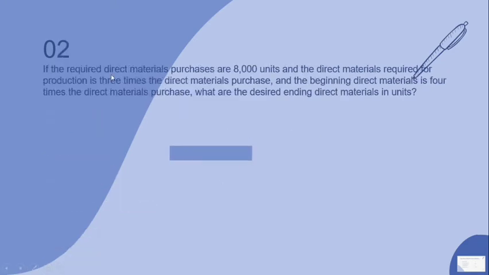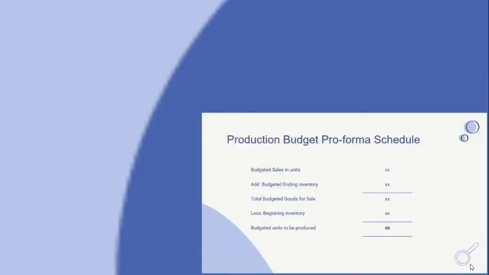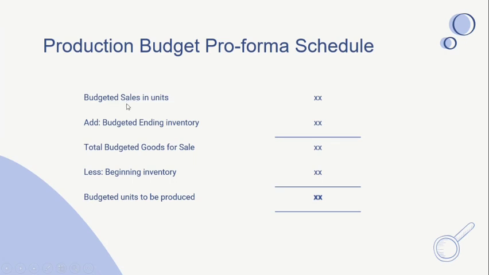Number 2. If the required direct materials purchases are 8,000 units, and the direct materials required for production is 3 times the direct materials purchase, and the beginning direct materials is 4 times the direct materials purchase, what are the desired ending direct materials in units? So, it talks about direct materials, so we will check our production budget. We have budgeted sales in units, ending inventory, budgeted goods for sale, beginning inventory, then budgeted units to be produced.